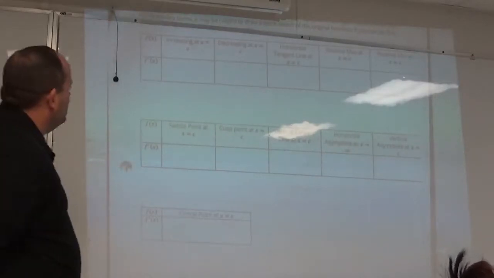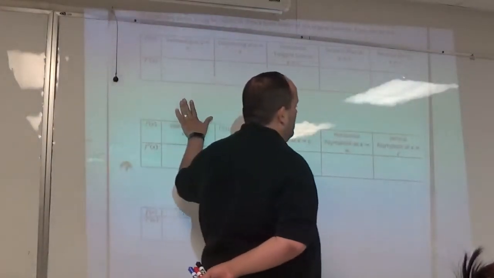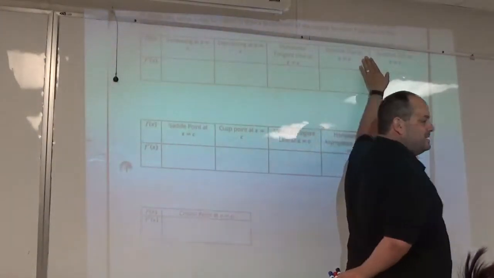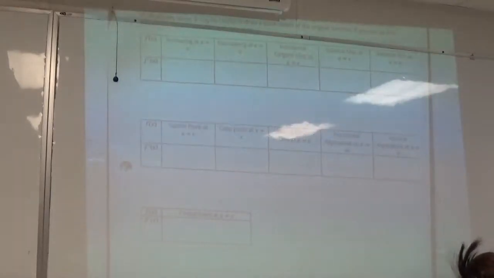If f is increasing at x equals c, what do you know about f prime? If f has a relative max at x equals c, what do you know about f prime?